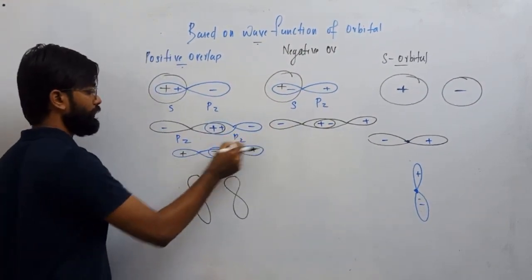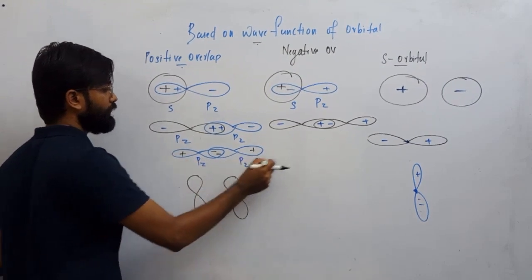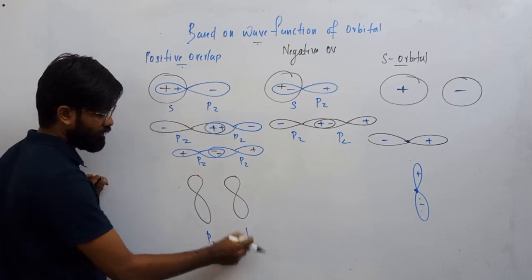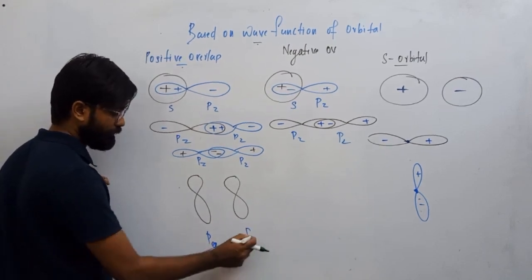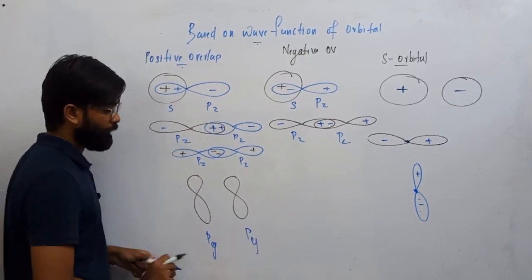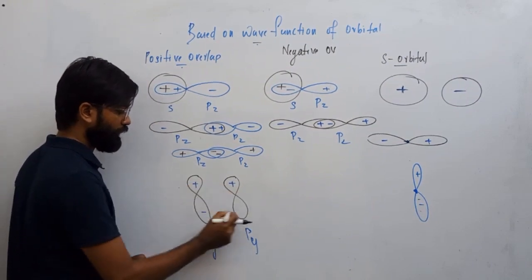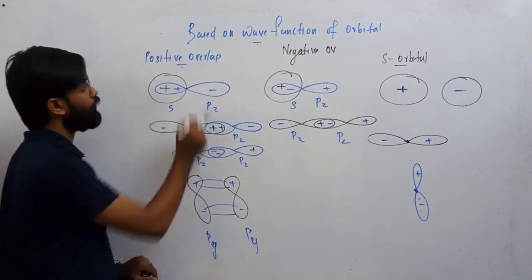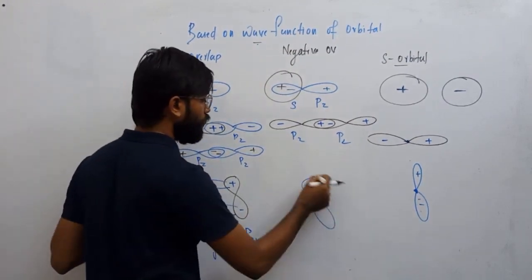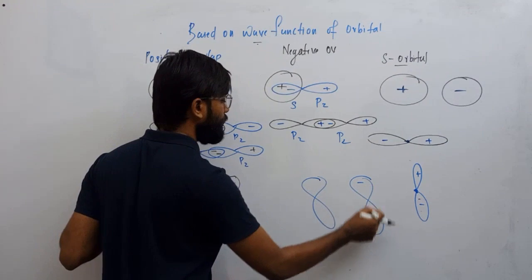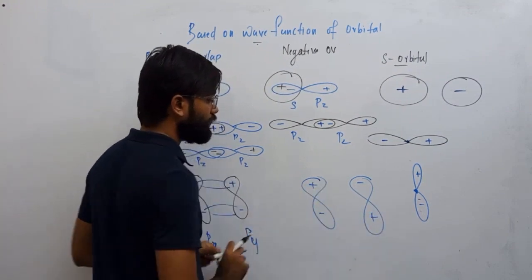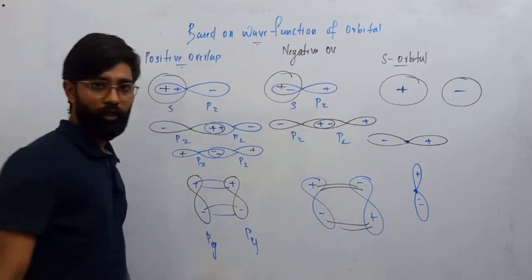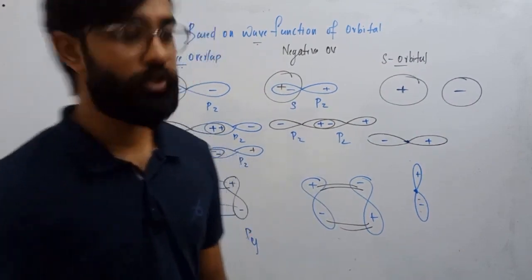pz, pz. So let this be the px or py. So this is the positive lobe, negative lobe, positive lobe, negative lobe. If the overlapping is like this, then that belongs to positive overlap. Or if the bond is formed by the overlapping of orbitals with a designation like this, then that belongs to negative overlap. I think you may get an idea about the positive negative overlap.